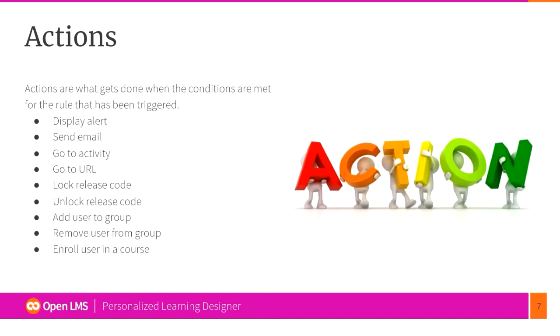And then the last part of a PLD is the actions. So what actions are completed when the user meets the conditions for the rule that you've set up? Again, you can see the number of options here, and we've already mentioned a couple of these. Miles had mentioned the display alert, so that's something that would pop up when a user accesses a course. That's a very common one.